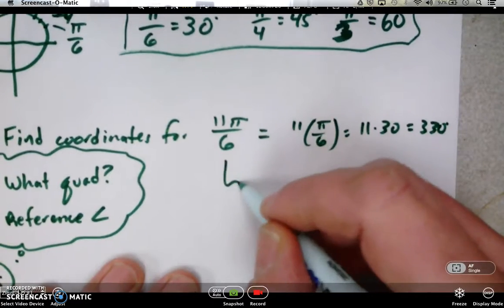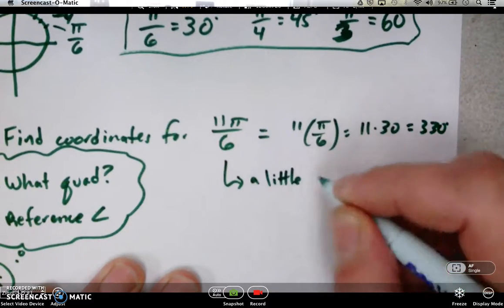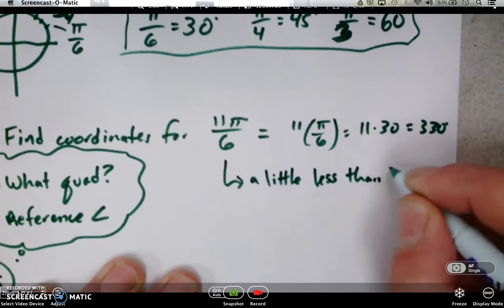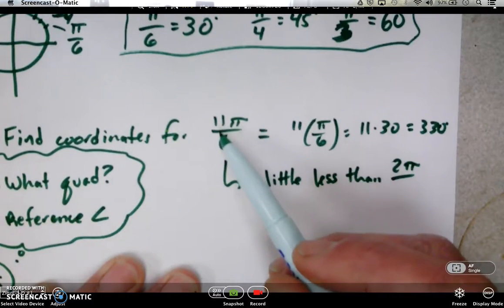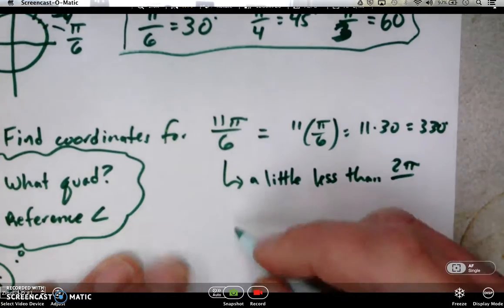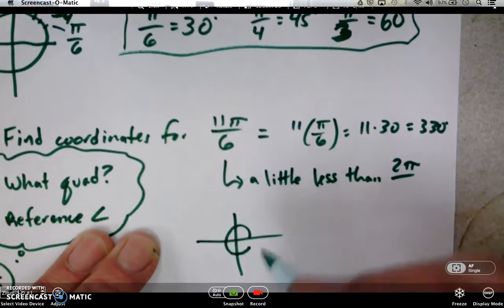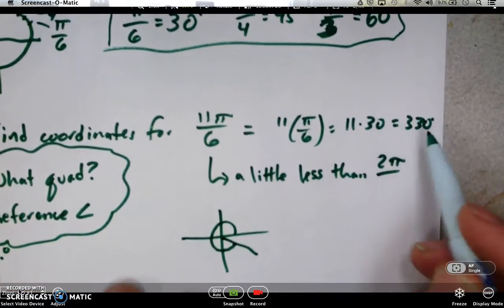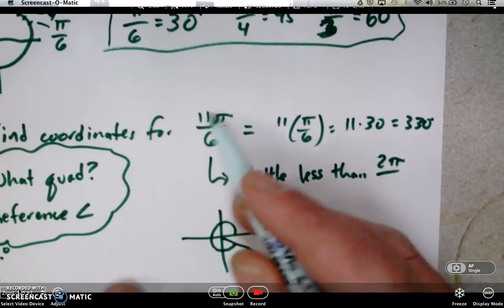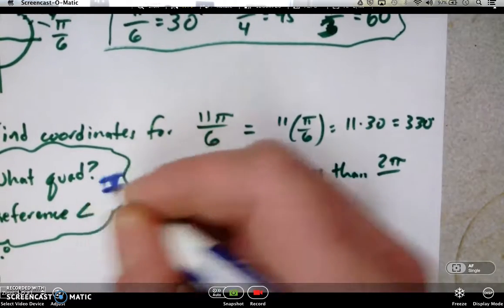The other way you could do this is, it's a little less than 2 pi. How do I know that? Well, because 12 over 6 would be 2 pi, so this is a little less. In other words, it'd be almost all the way back, almost 2 pi but not quite. So one of these two methods: either convert to degrees, or just think, okay, it's a little less than 2 pi, so it's not quite a full rotation. That answers our question. We know it's in quadrant 4.